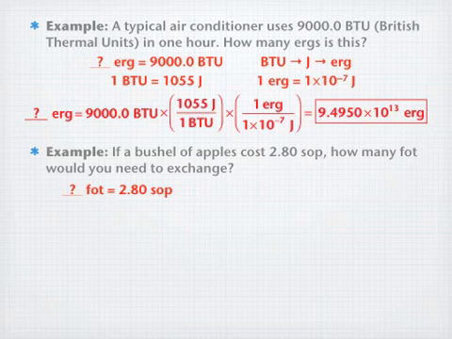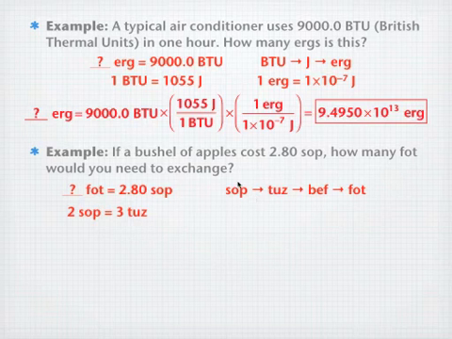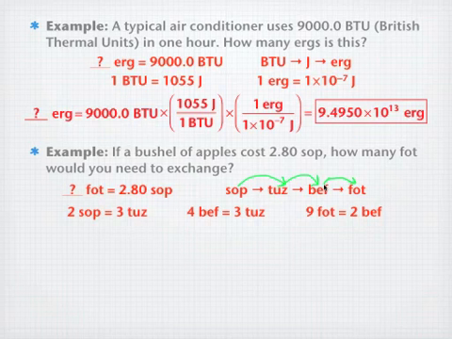So it turns out we need to do a 3-step conversion. We have one conversion that can get us from sops to tuz. Once we have units of tuz, we can go from tuz to befs. And finally, from befs, we can get to fots. The process is going to be the same. Let's set this one up using the railroad tracks method this time.